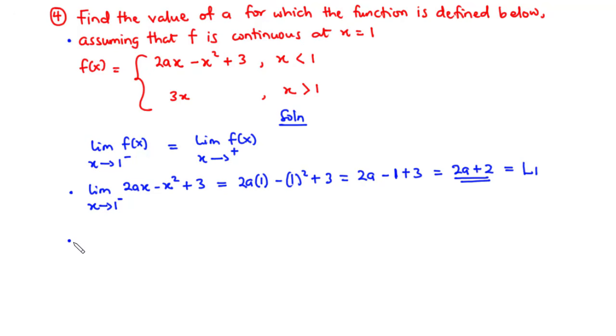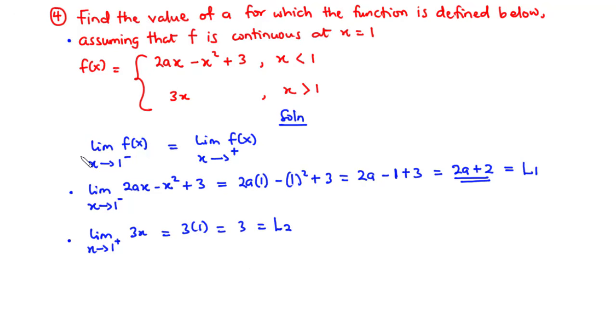Now for the right hand limit, we have the limit as x approaches 1 from the right, and we are going to consider the function 3x. So that is equal to, plug in 1 into this limit, you have 3 times 1, and that is equal to 3. Now let this limit be equal to L2. That is, the right hand limit is equal to L2.